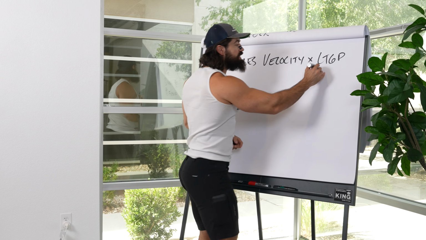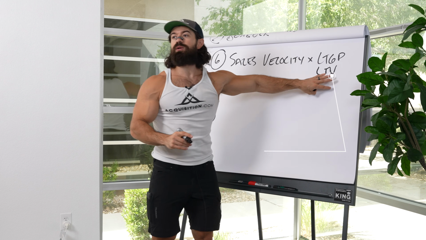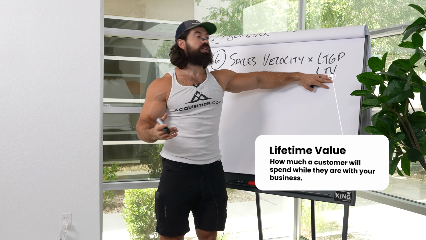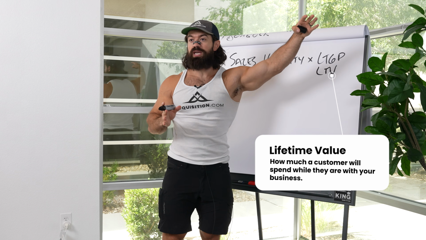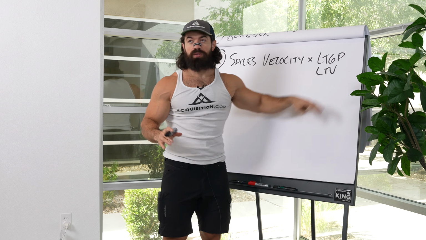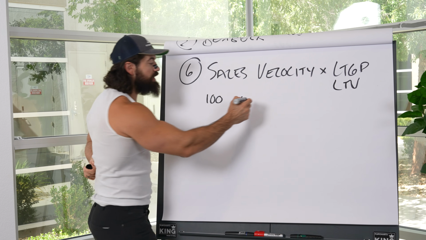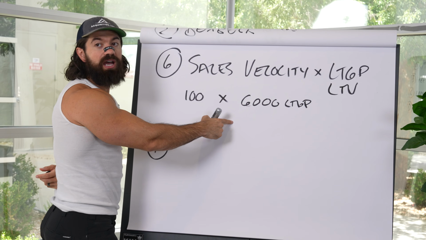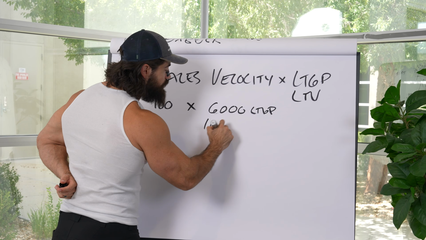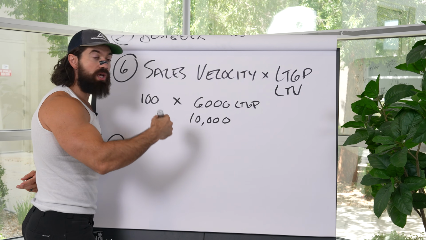Now you can also do this as LTV as well, because that's also a good metric to at least understand, especially since sometimes margins can improve with scale. So that can be helpful to just know both. Let's say that I sell 100 customers a month times $6,000 in lifetime gross profit, and it was $10,000 in lifetime value, right? Which is how much revenue they're gonna generate. Remember, because we still had all the costs associated.